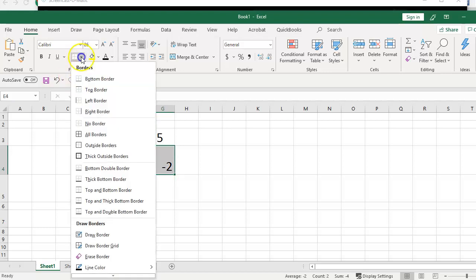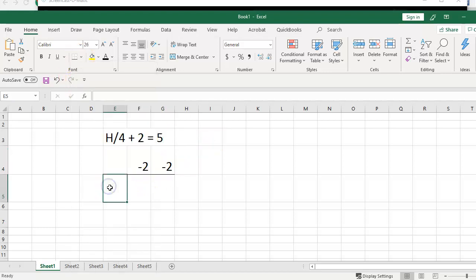When I subtract the 2 from both sides, it leaves me with h divided by 4 equals 3, because 2 minus 2 is 0, and 5 minus 2 is 3. So now I have h divided by 4 equals 3. And again, I want to get the h by itself. Now, h is being divided by 4. To get h by itself, I want to multiply both sides times 4 in order to isolate the h.